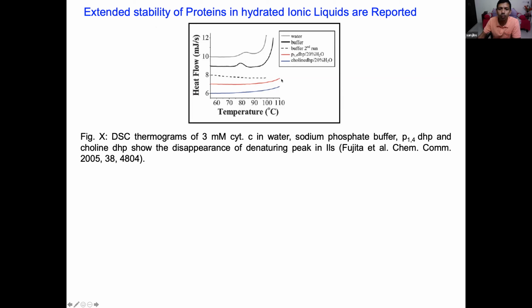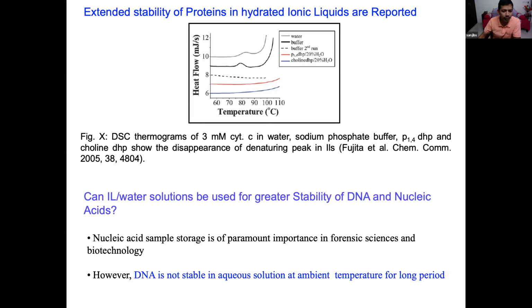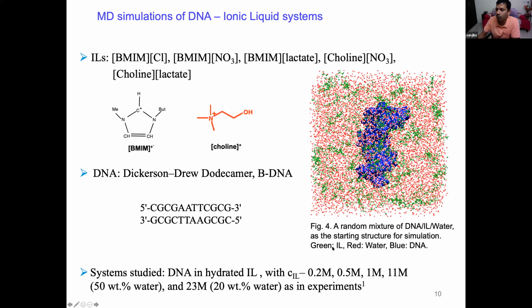Subsequently, there are quite a few studies showing that ionic liquids in the presence of water keep proteins stable for a long period. That encourages us to look at the DNA story. So we pose a question: can IL water solutions be used for greater stability of DNA and other nucleic acids? Nucleic acid samples are important in forensic sciences and also in biotechnology. However, DNA is not stable in aqueous solution at room temperature. So to start with, we thought we'd do MD simulation.